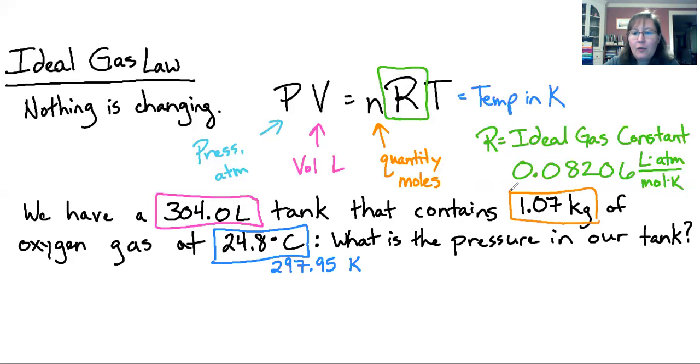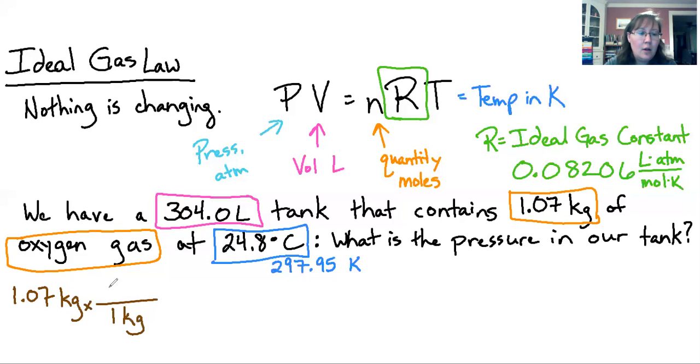Okay, now I need my quantity in number of moles. And it tells me that I have 1.07 kilograms of oxygen gas. Now I can't use that at all. I need to do a couple of things with this. And that's that I need to convert my kilograms to grams, and then I need to find my moles of oxygen gas. Okay, so I have 1.07 kilograms times 1,000 grams per kilogram. Okay, so that means that I have 1,070 grams of oxygen gas.